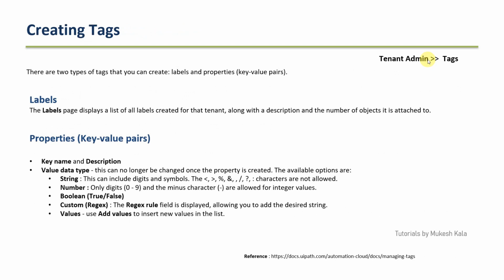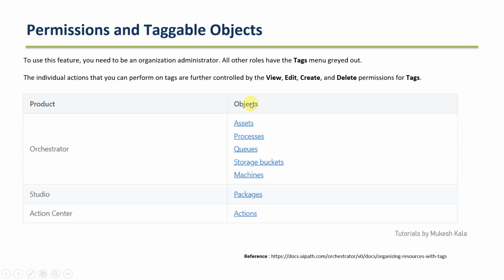Okay, before creating the tags, you need to know what are the permissions required and what are the taggable objects, right? So first thing, to use this feature, you need to be an organization administrator, right? Whenever you are creating that organization in your orchestrator, you need to have an admin. For all the other roles apart from admin, the tag menu would be grayed out, right? You would not see the tag menu if you are not an organization administrator for your tenant or for your orchestrator, I would say, right?